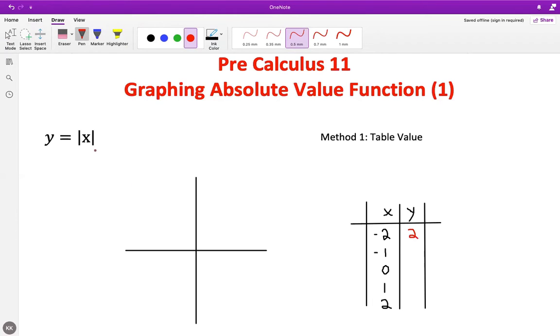Absolute value of -1, we have 1. Absolute value of 0, we have 0. Absolute value of 1, we have 1, right? So it's equal to the number itself. So absolute value of 2 equals 2.